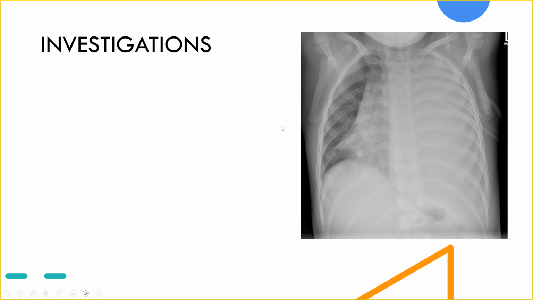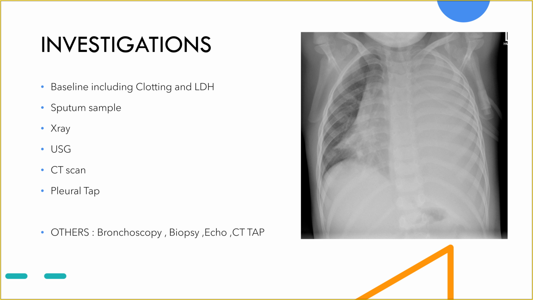Then we also do an X-ray and an ultrasound to further characterize the effusion, and also to find out the cause. We might have to do a CT scan, and finally we will do a pleural tap to further identify what is the type of pleural effusion. And then in certain cases we might have to do investigations like bronchoscopy, biopsy, and echo CT tap to look for the cause of the pleural effusion.